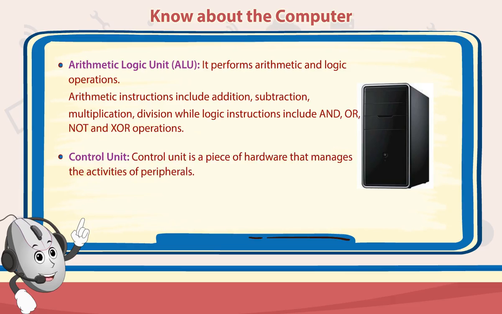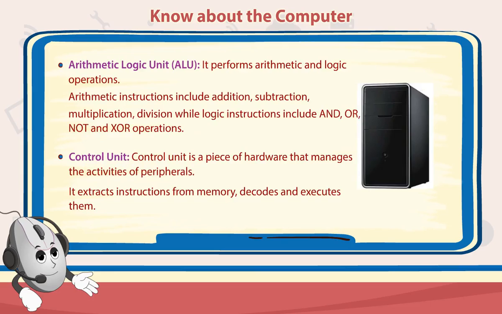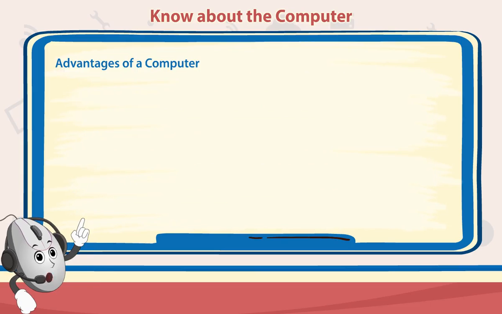Control Unit. Control unit is a piece of hardware that manages the activities of peripherals. It extracts instructions from memory, decodes and executes them. Advantages of a computer.